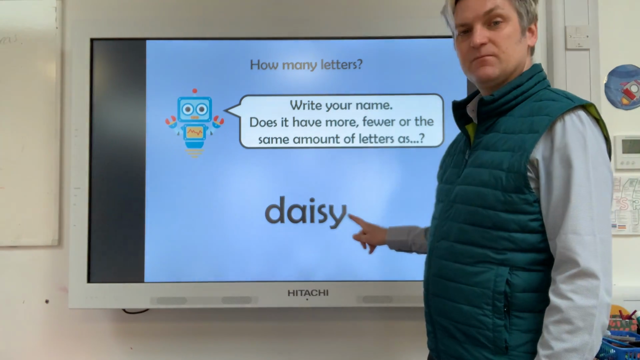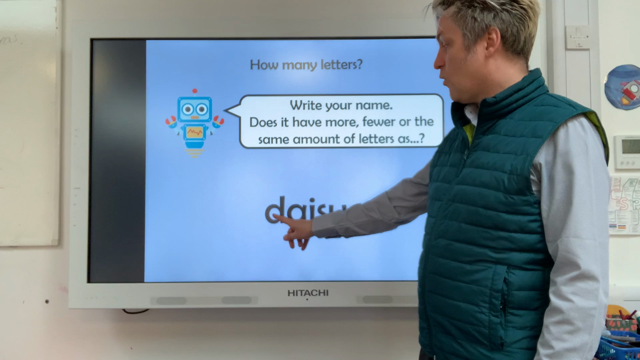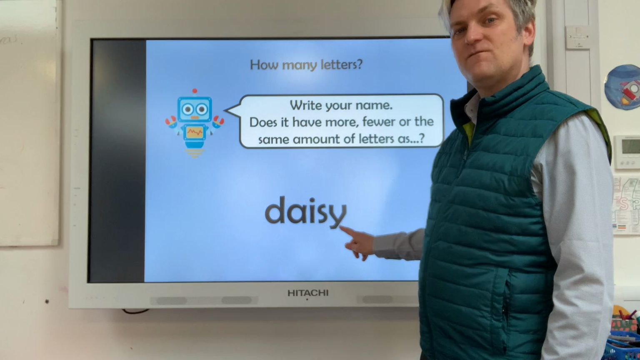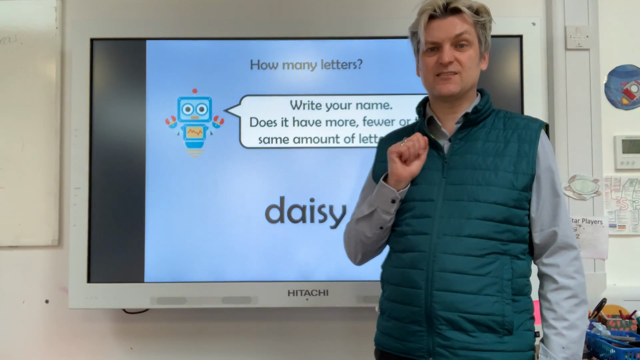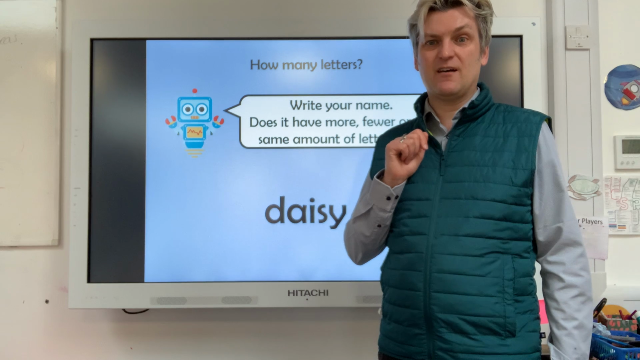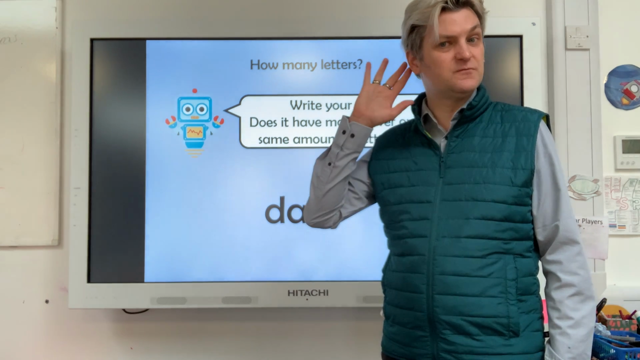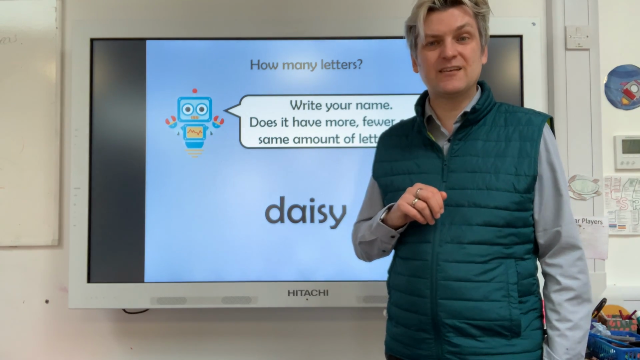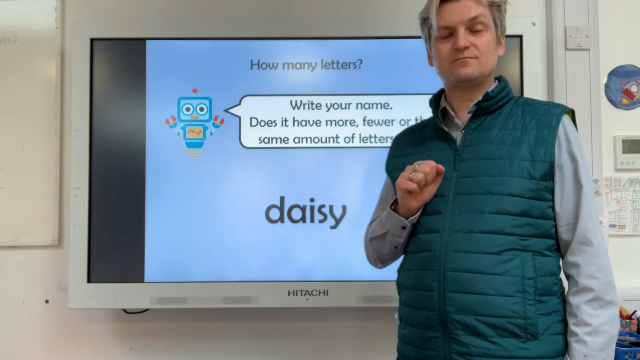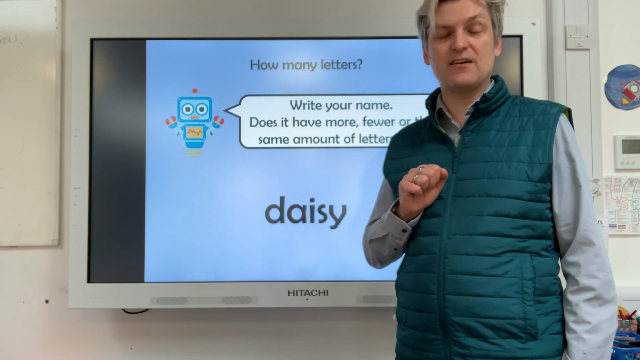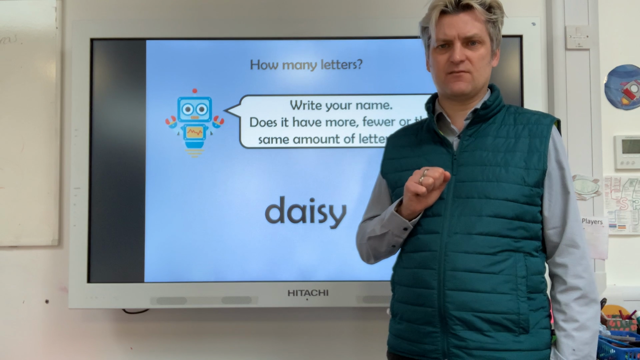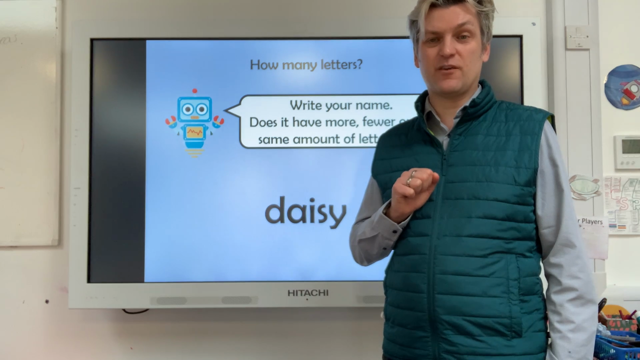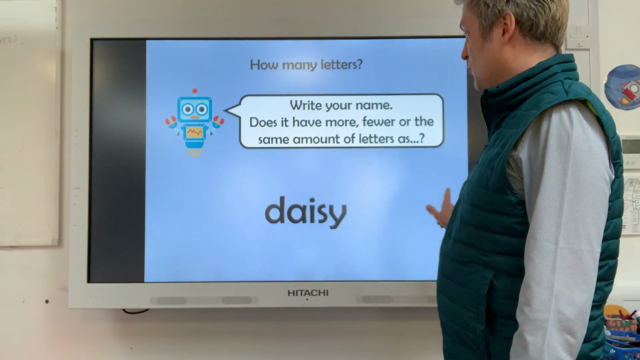So daisy has got this many letters. Let's count them. 1, 2, 3, 4, 5. There are 5 letters. Now, your name, how many letters does your name have? Shout it out. Okay. Now, that number of letters, is it more than 5? Is it less or fewer than 5? Or is it the same as 5? Okay, see if your grown-up agrees with you. Well done.